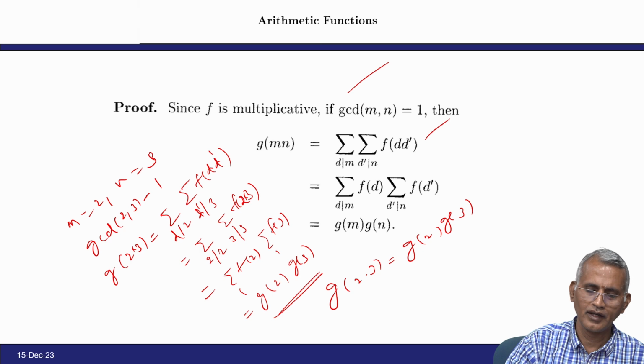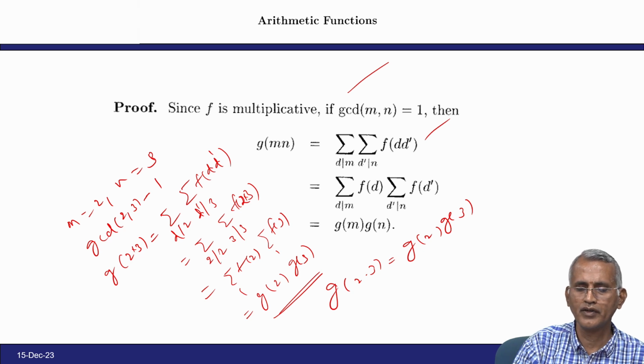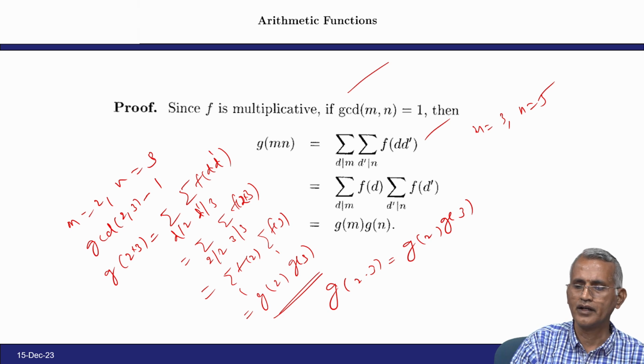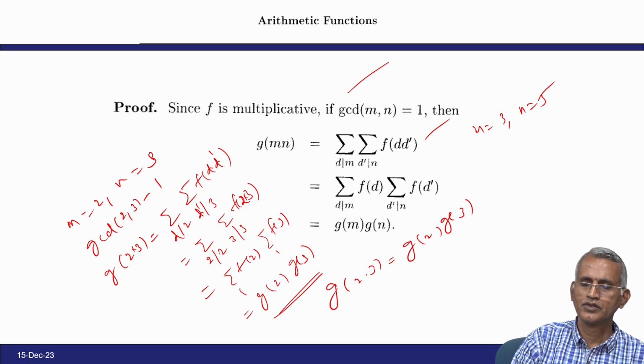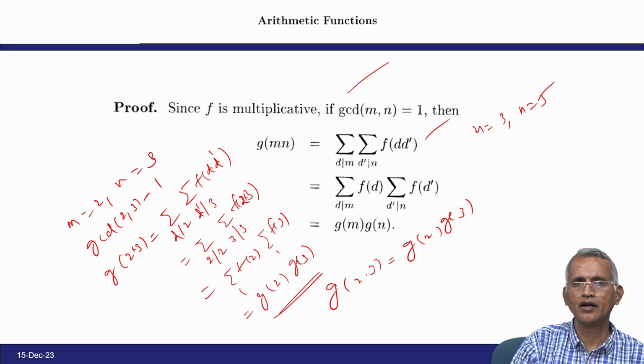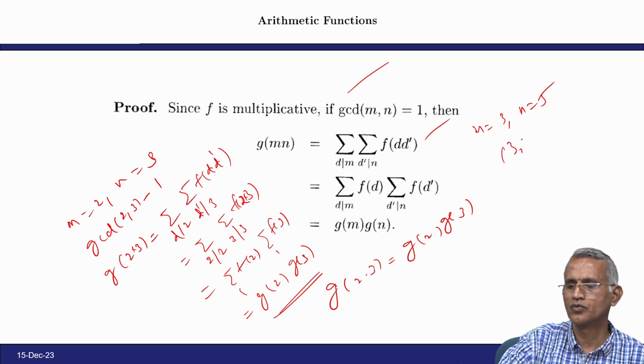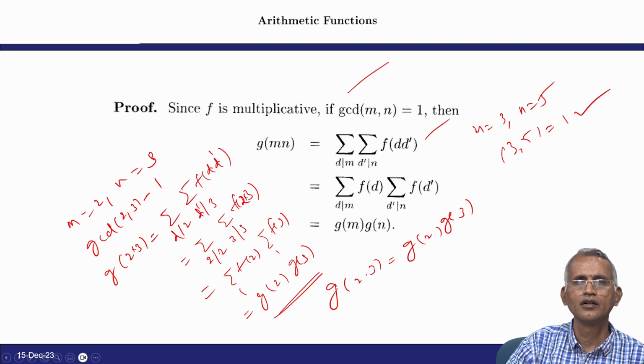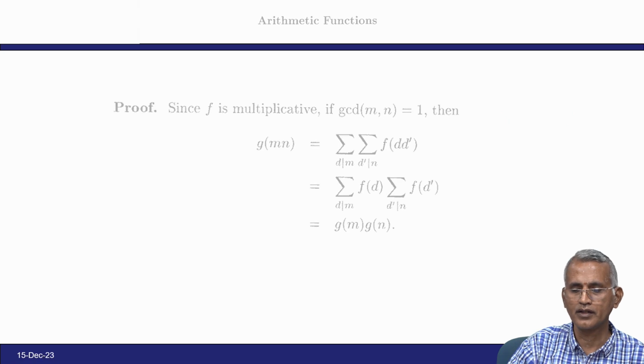So, it is not directly easy to do that, but only thing is we have to do it with the multiplicative property. You can try for m equal to 3 and n equal to 5, and you can do that. Definitely the GCD of these two numbers is 1, only then it is valid. So, like that we have to do for f multiplicative and the GCD of m comma n is 1, then we can do that.